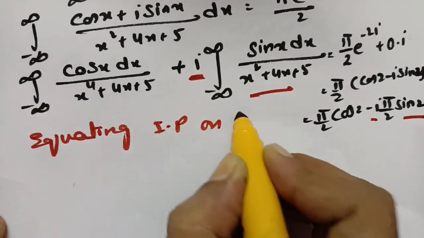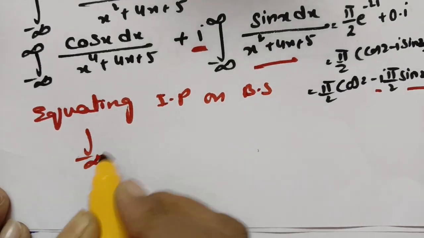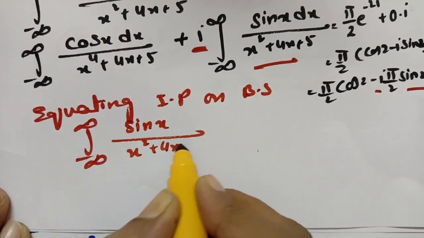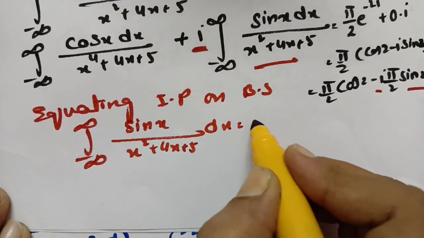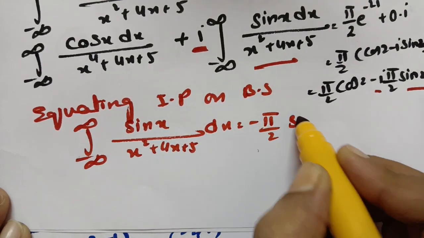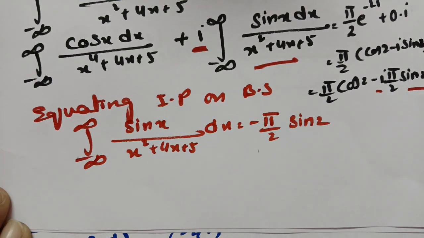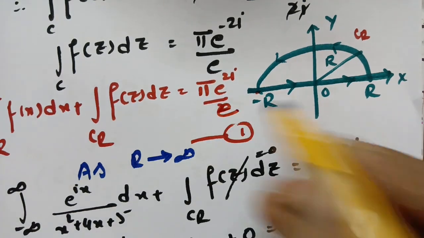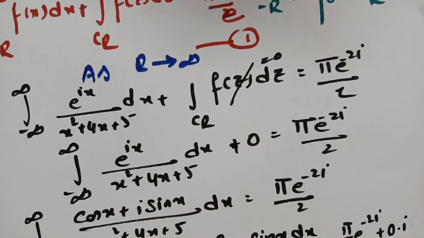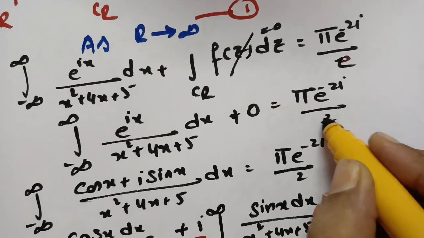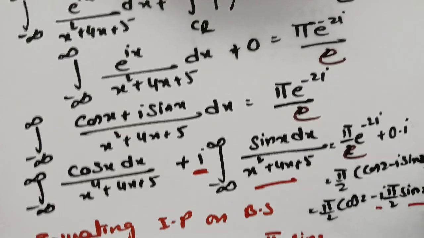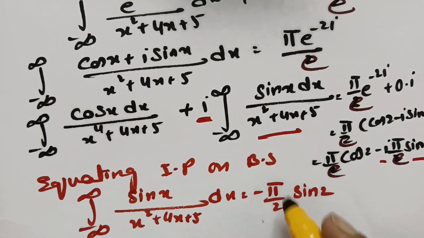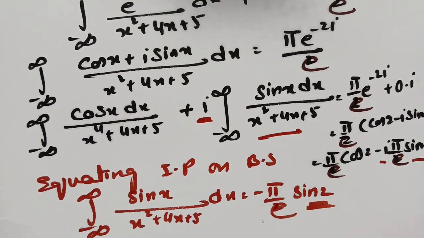equating the imaginary part on both sides, the integral from minus infinity to plus infinity of sin x by x square plus 4x plus 5 into dx is equal to minus pi by 2 into sin 2. See here, this is pi e power minus 2 by e. Here also it is e, and by mistake I have written this one, so this is also e. So this value is pi by e times sin 2. This is the final answer.